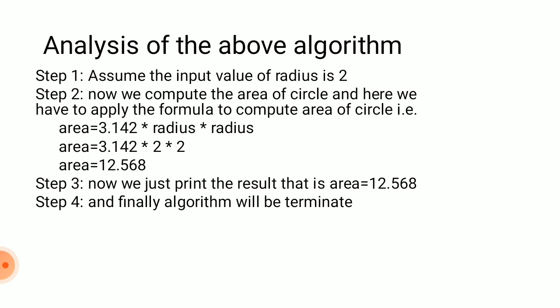Okay, so the area of the circle is what? 12.568. So that we are displaying in step 3, the result, that is, area is equal to 12.568. And finally, in step 4, the algorithm will be terminated. Here in these steps you can see how this algorithm is performing, how this algorithm is analyzed step by step.